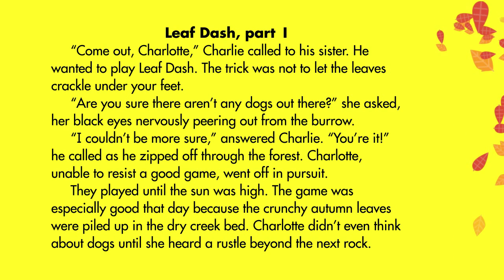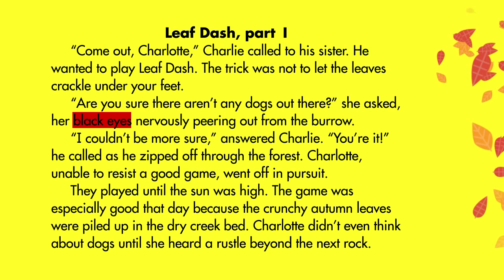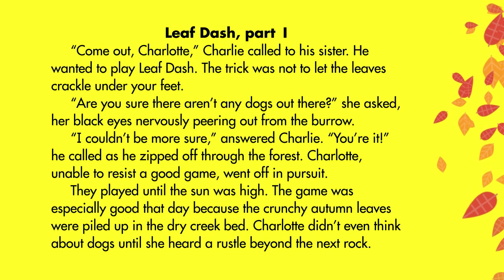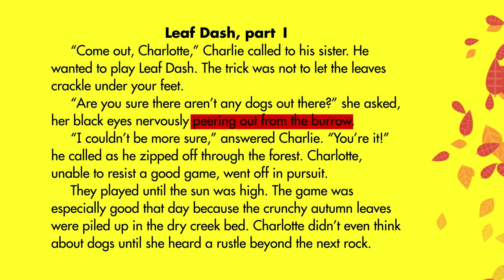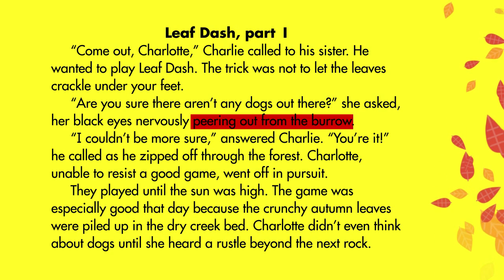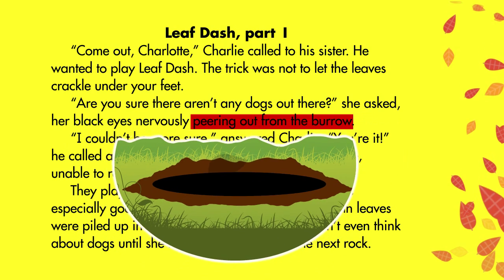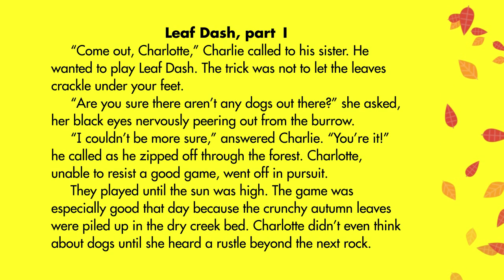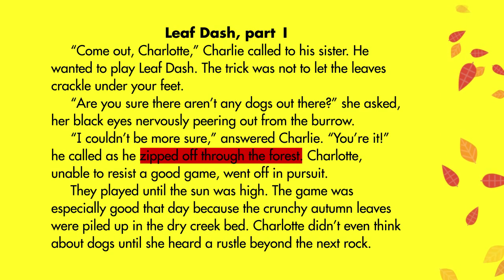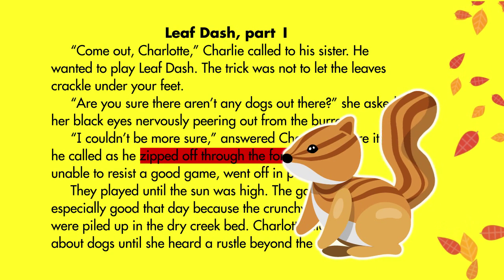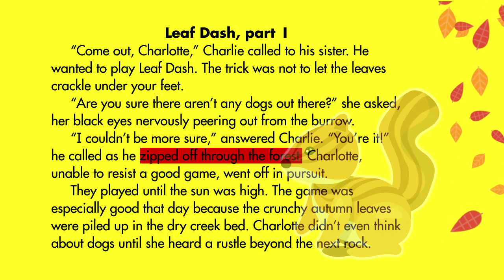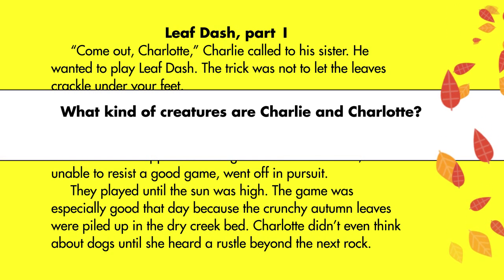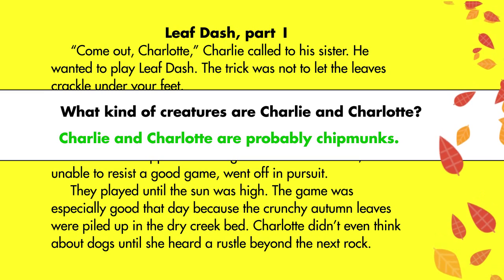More evidence from the text says that Charlotte has black eyes. You know that many animals have black eyes. The text says that Charlotte peers out from a burrow. You may know that wild animals such as groundhogs and chipmunks live in burrows. The last piece of evidence from the text says that Charlie zipped through the forest. You know that chipmunks are fast forest creatures. All this evidence helps you make a good inference to answer the question. You can infer that Charlie and Charlotte are probably chipmunks.